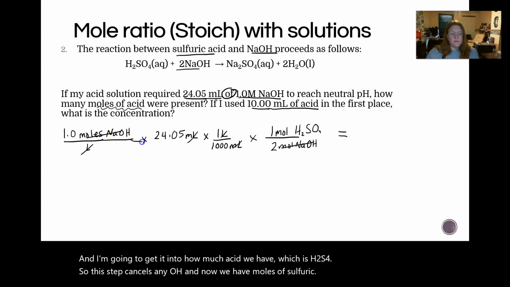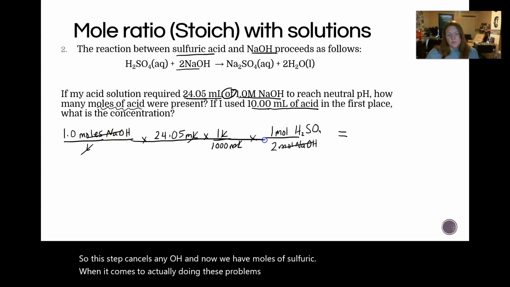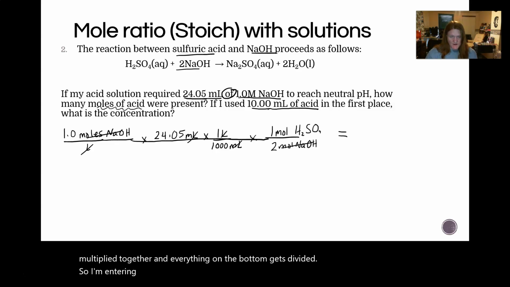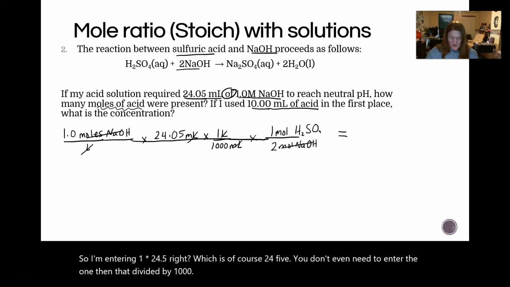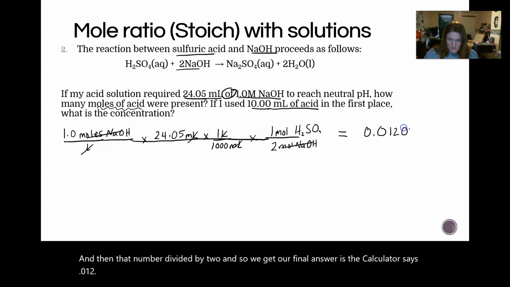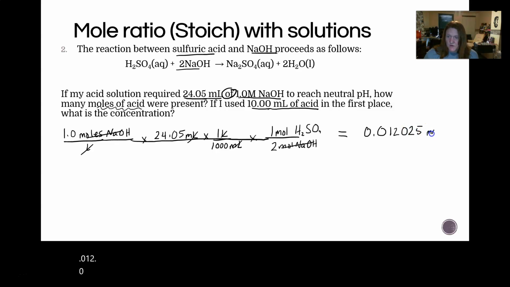When it comes to actually doing these problems, remember everything on top gets multiplied together and everything on the bottom gets divided. So I'm entering 1 times 24.05, right, which is of course 2405. You don't even need to enter the 1. Then that divided by 1,000, and then that number divided by 2. And so we get our final answer is, the calculator says 0.012025, and that would be moles of H2SO4.